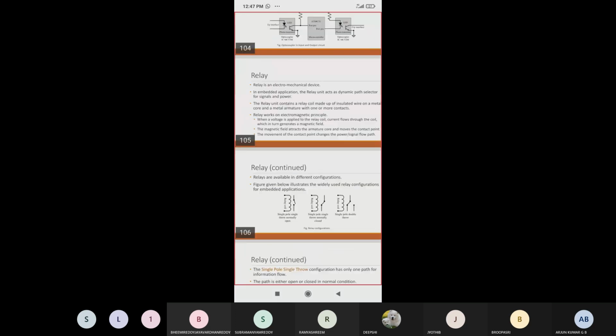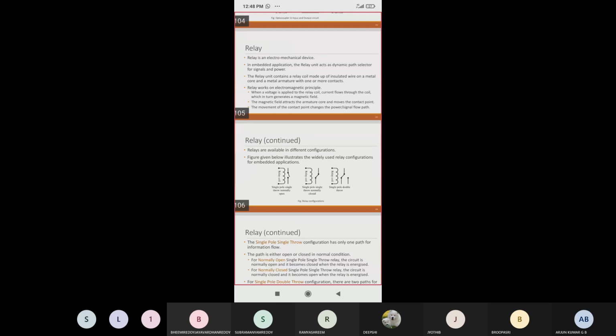There is a fixed and a movable coil. Suppose in the fixed coil we give some supply voltage. That coil will generate electromagnetism. That electromagnetism will attract the movable part, then the contactor will be closed. Then it gives the path for flowing the power as well as the signal. Now we can observe some of the relay configurations given here. Relays are available in different configurations. The following illustrates the widely used relay configurations for embedded applications.